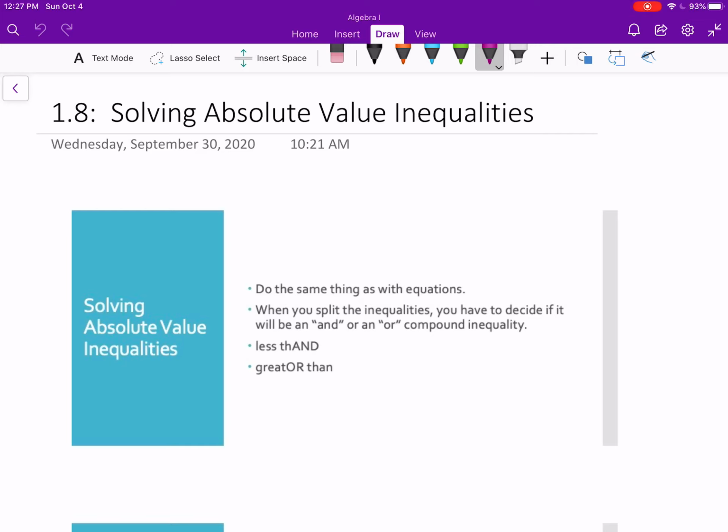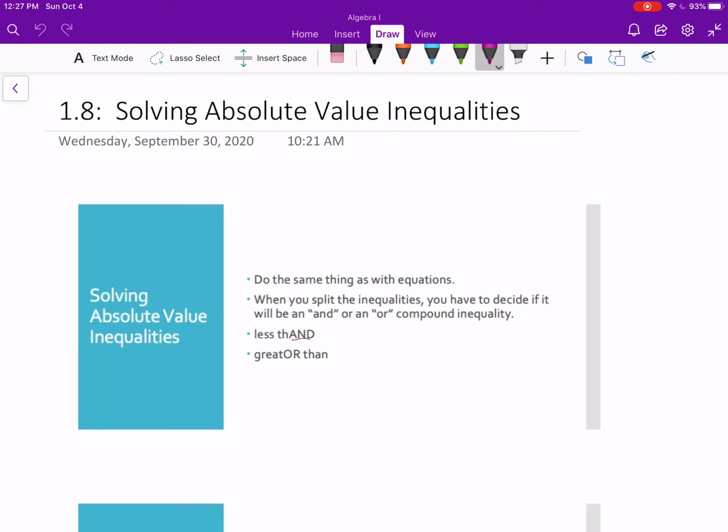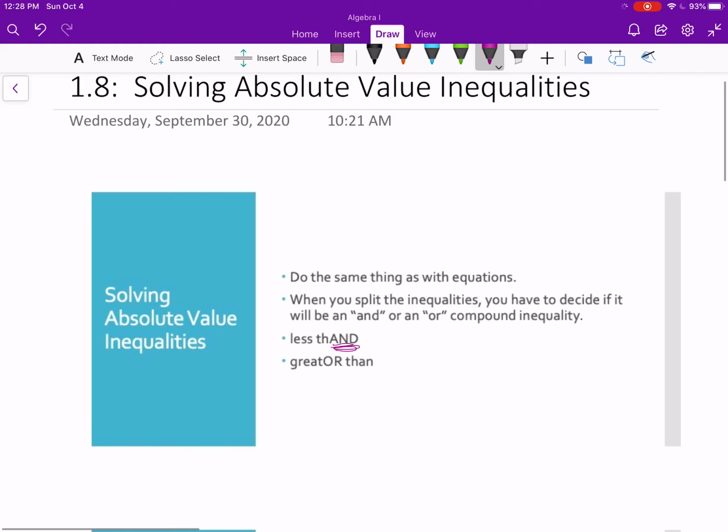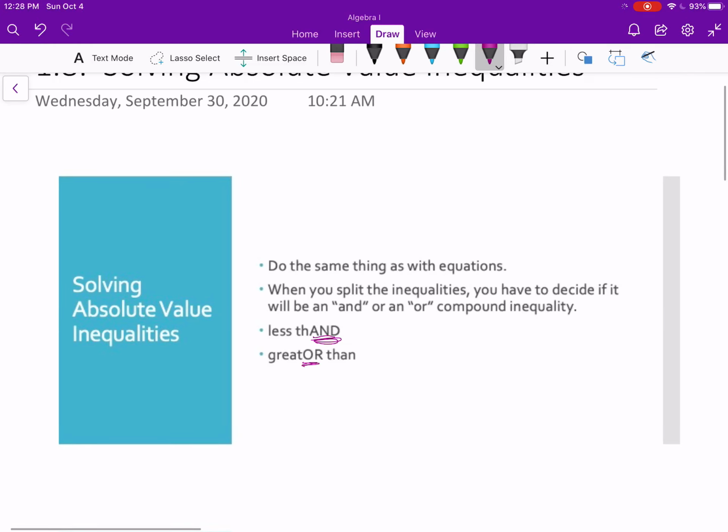So split, and you have to decide if it's going to be an and or an or compound inequality. And a trick to remember how you're going to decide is less than and greater than. So if it's a less than or equal to, it's going to be an and inequality. If it's a greater than or a greater or equal to, it's going to be an or.